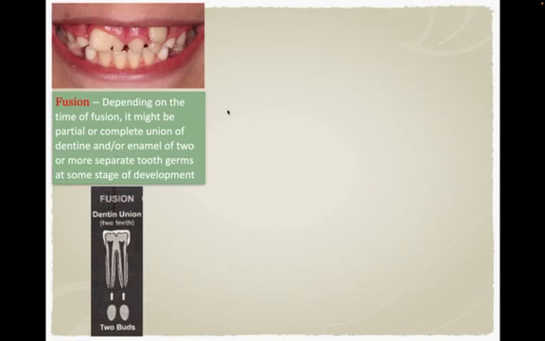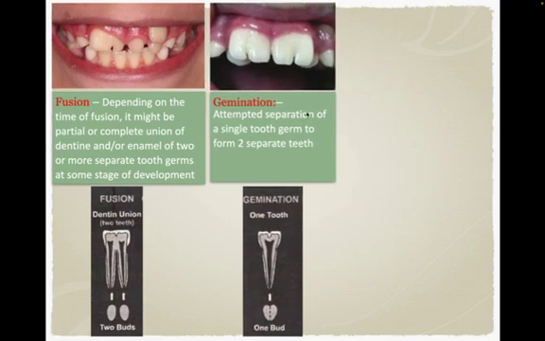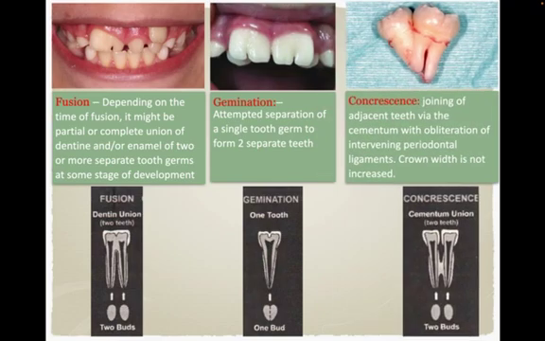So fusion usually happens at different levels. It could involve enamel only or enamel and dentine, and sometimes it will fuse to the level of the pulp. Gemination usually has one pulp chamber because it's one tooth that is separated into two. Concrescence is the joining of adjacent teeth via cementum, which will obliterate the periodontal ligament, and the crown is not affected. And the roots, as well as the pulp, will have two separate pulp chambers.